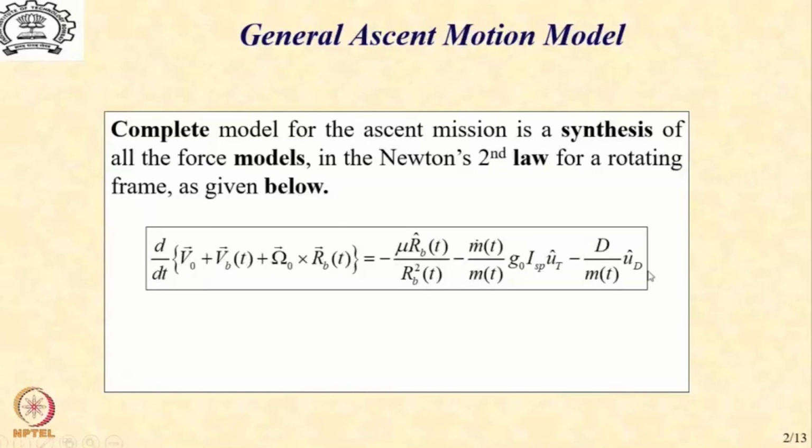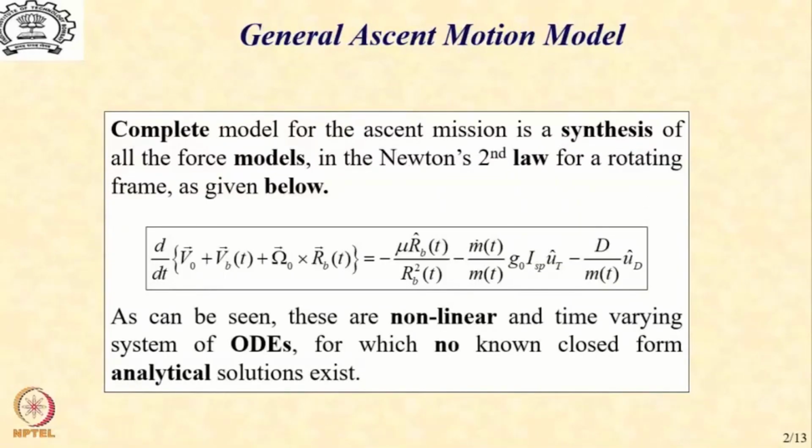So as you can see, the vectors involved in this expression are all in different directions, and they will have to be described in a common coordinate system, Cartesian or polar or any other, before we can proceed with the solution of this differential equation. Of course, we also note that these equations are non-linear in nature. They are also time varying because the mass is not constant, and there are no known closed form analytical solutions for the above vector differential equation.